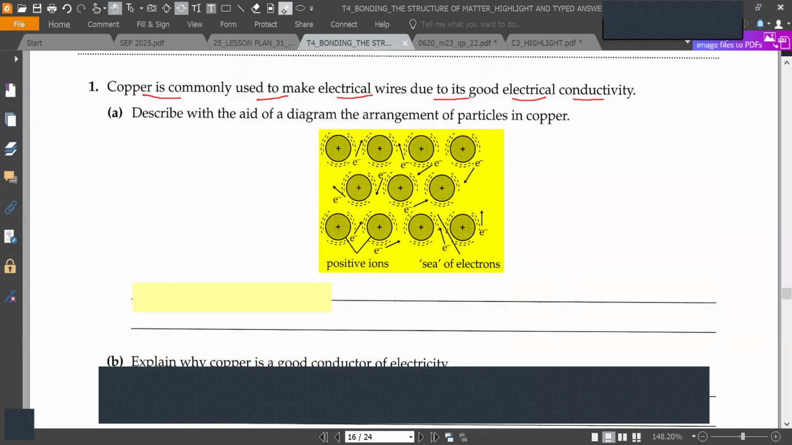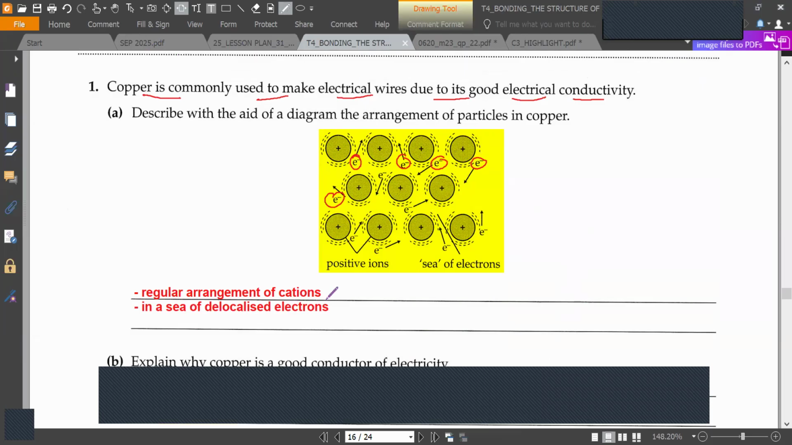Positive ions in a sea of electrons. Description: regular arrangement of cations in a sea of delocalized electrons. So this is the complete description that we need to give.